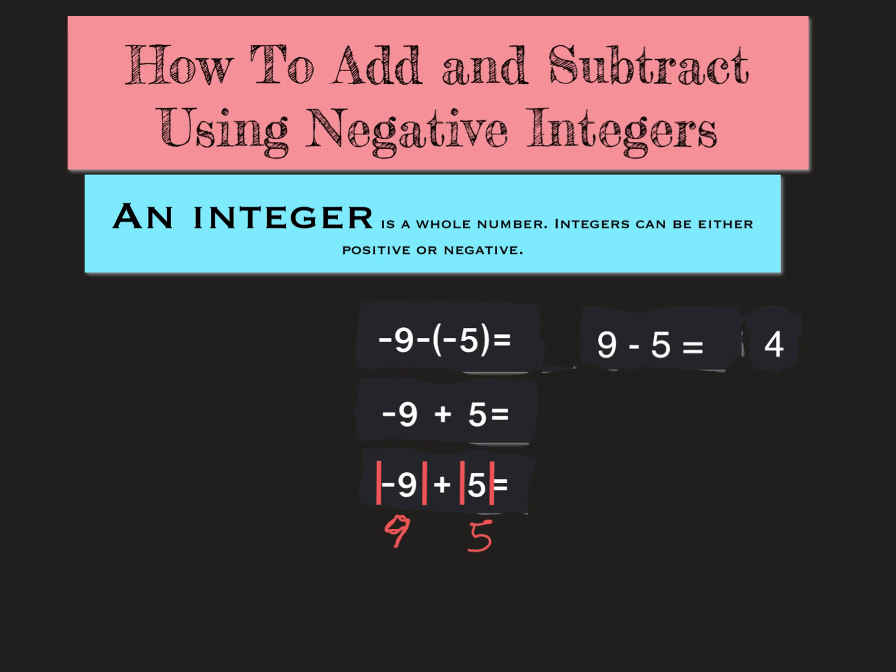But then the last step again, we want to look back at our absolute values and see which one is the larger absolute value. Negative 9, the absolute value is 9. And positive 5, the absolute value is 5. And so the larger absolute value is negative 9. And so that means that our answer is going to be negative 4. Negative 9 minus negative 5 equals negative 4.